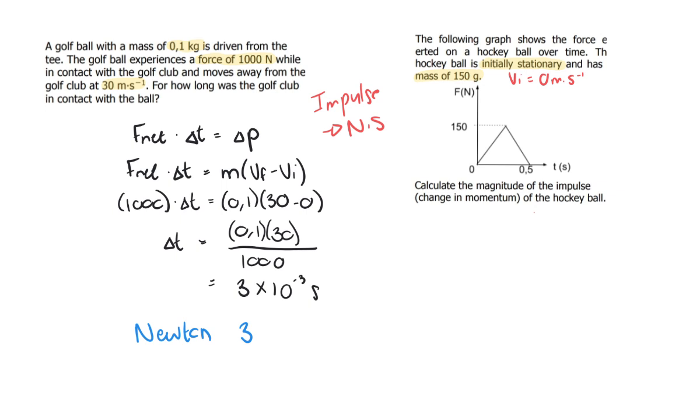So I like to get into the habit of changing the units immediately to the correct unit. I need my mass to be in kilograms, so I have to divide by 1,000, so it's 0.15 kilograms. Okay, and then they say calculate the magnitude, so we're not going to worry about direction, of the impulse or the change in momentum of the hockey ball. So again, impulse is this, or impulse is this. You can use either of these depending on the information that they give you. Since they give you the force and they give you the time, it's safe to use this one.